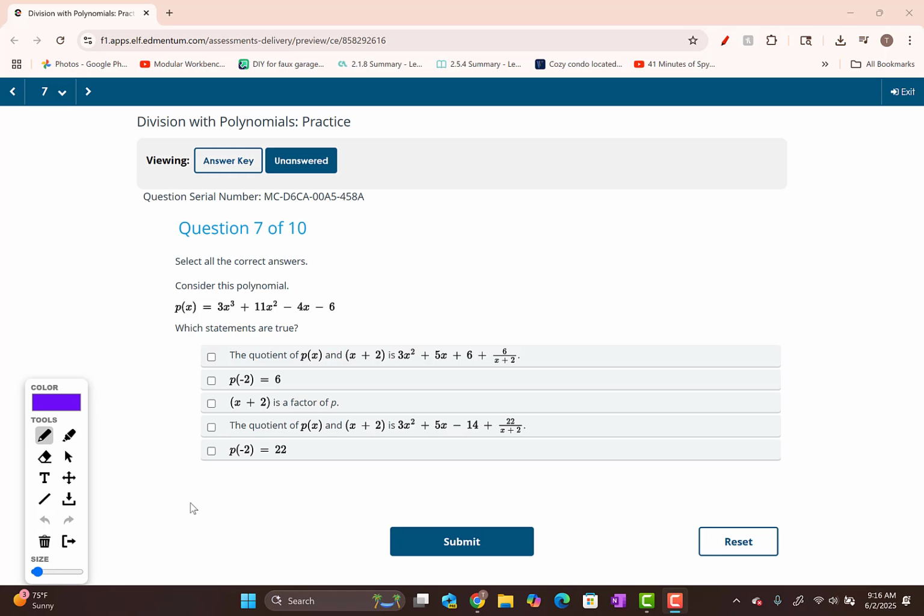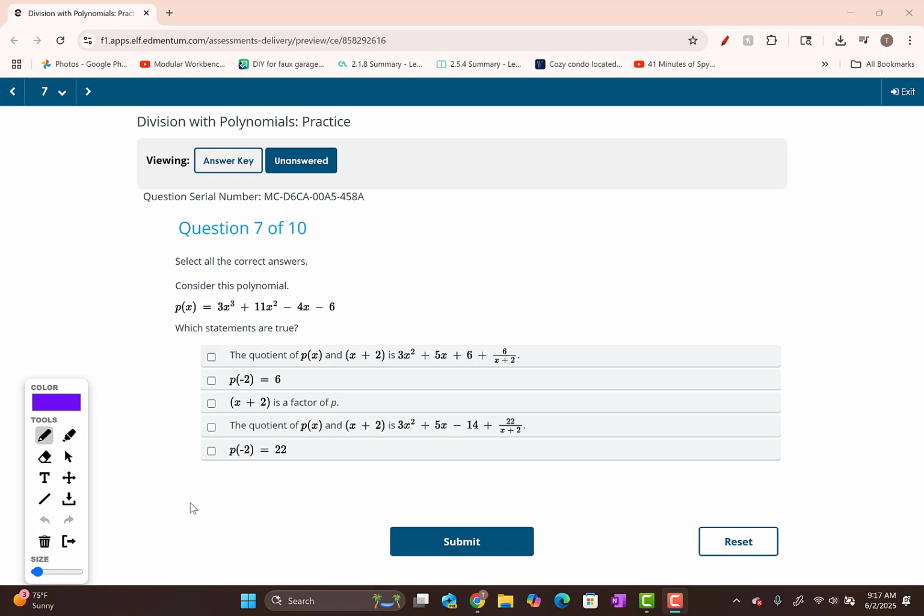Question 7. Select all the correct answers. Consider this polynomial. P of x equals 3x to the third plus 11x squared minus 4x minus 6. Which of the following statements are true? And obviously, this is a select all that apply. So let's go one by one.